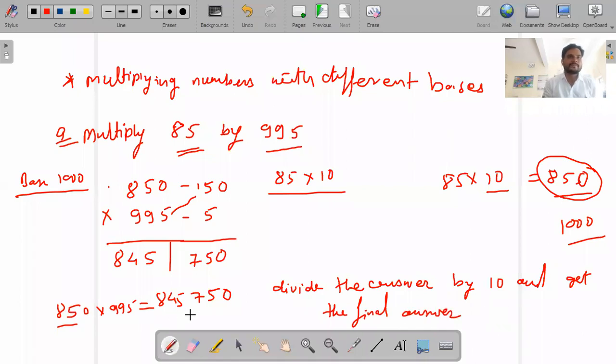Okay, so after dividing, the 10 will get cancelled here. So the answer will be what? 8584575. This will be the answer.